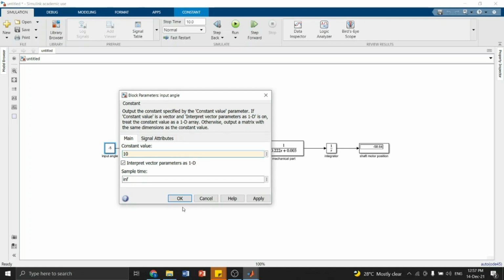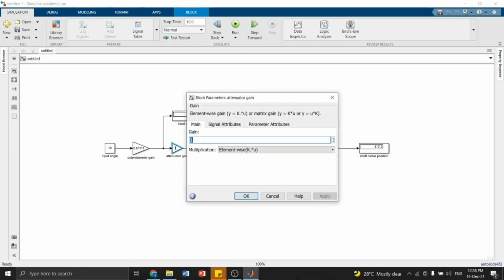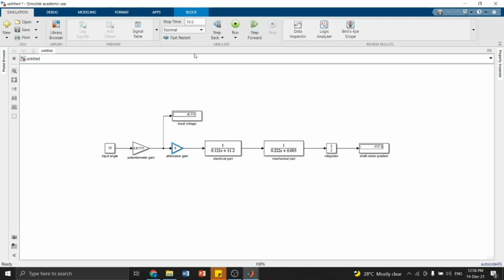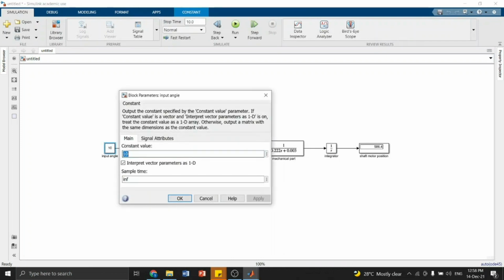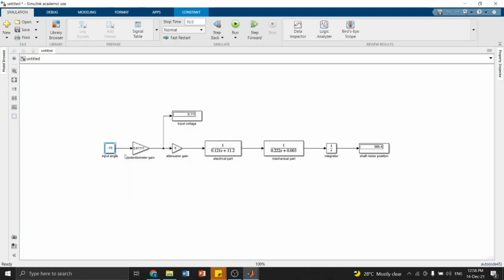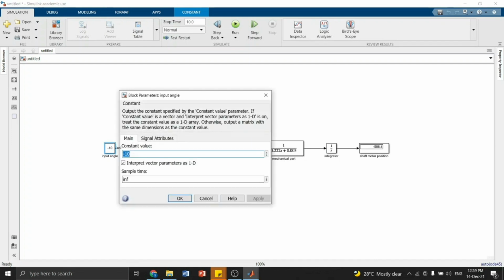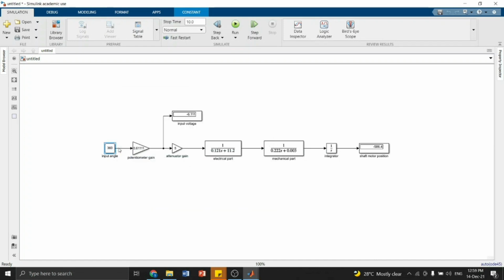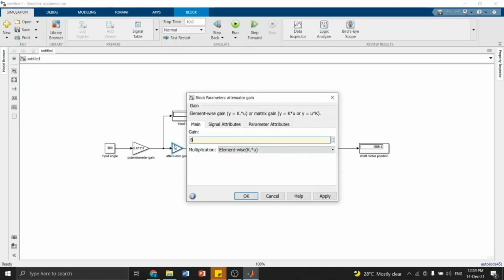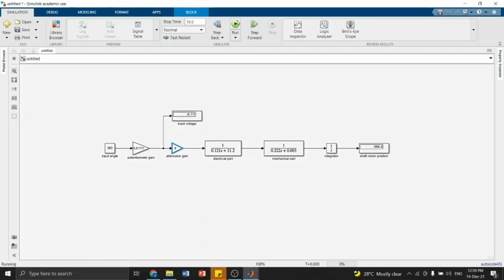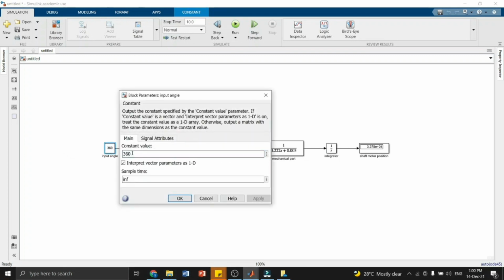Now, I set the input angle to 10 for the clockwise direction and the gain now is 5. Then, I change the input angle to negative 10 for the anti-clockwise direction. Now, I set the input angle to 360 for the clockwise direction and the attenuator gain right now is 8. Then, I will change the input angle to negative 360 for the anti-clockwise direction.